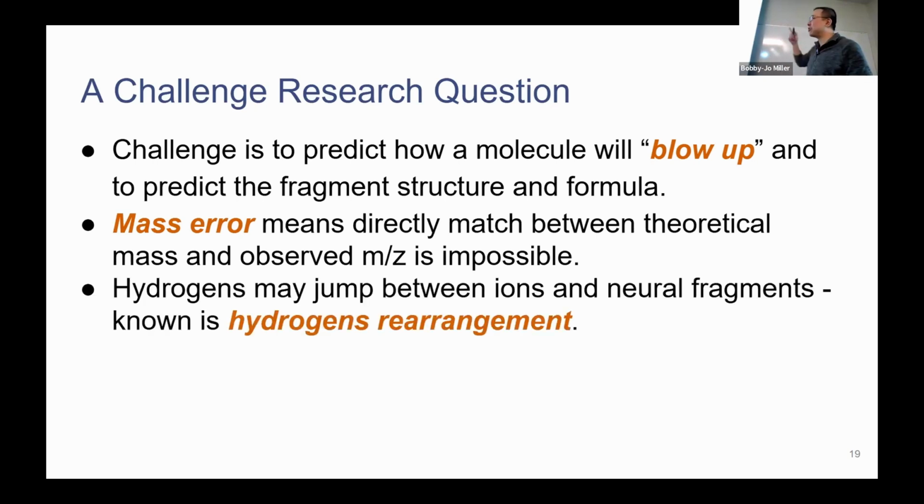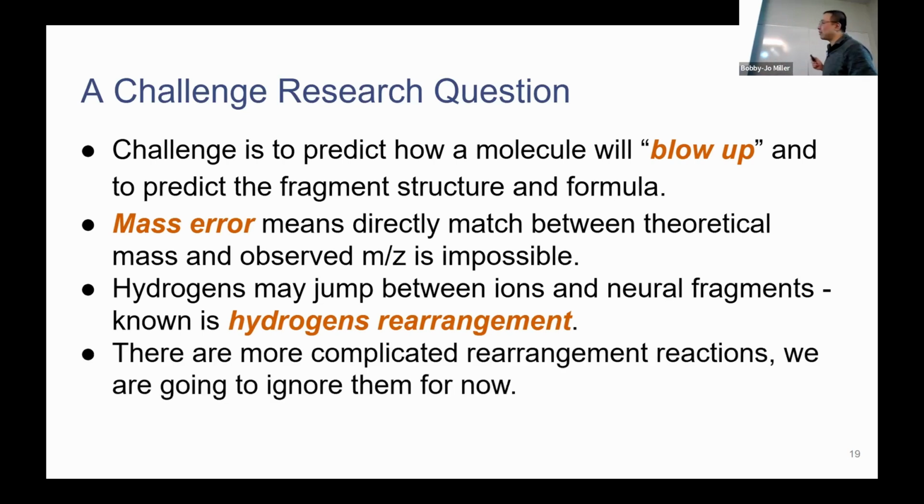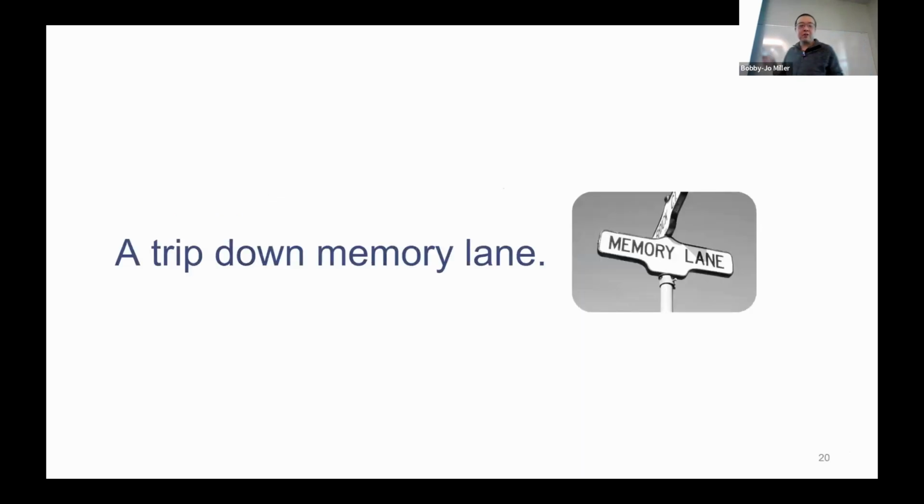And one thing I haven't shown previously is something called hydrogen rearrangement. It's a phenomenon where hydrogen jumps from the ion fragment to your neutral loss fragment. It's going to totally mess up your assumption of just cutting here with everything else remaining the same. There are actually even more complicated rearrangement reactions. We're just going to ignore them here today, because to date, we haven't seen a single method able to model those things.